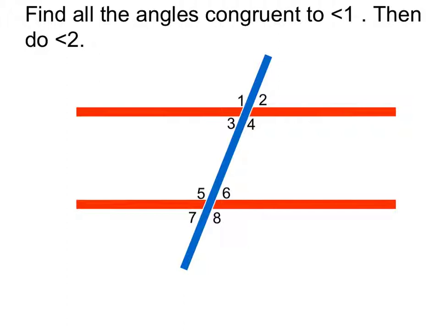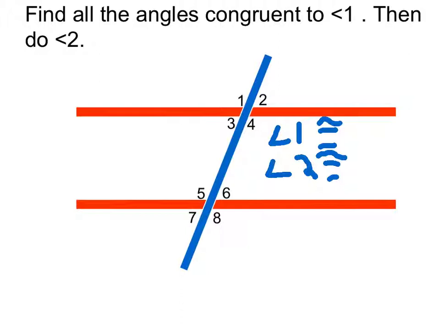Now let's put what we learned into a simple example. So let's try to find all of the angles that are congruent to angle 1, and all the angles that are congruent to angle 2. We already went over which angles are congruent, but it's good to practice and to break up the congruent angles into pairs. So angles 1 and 4 are pairs, angles 2 and 3 are pairs, and angles 5 and 8 are pairs, and angles 6 and 7 are pairs.